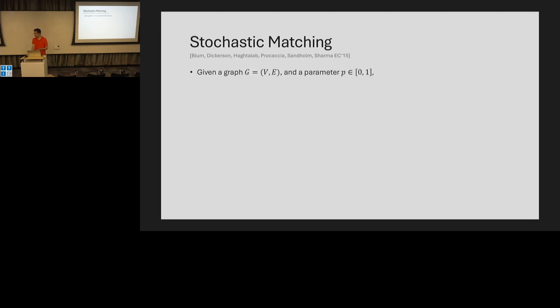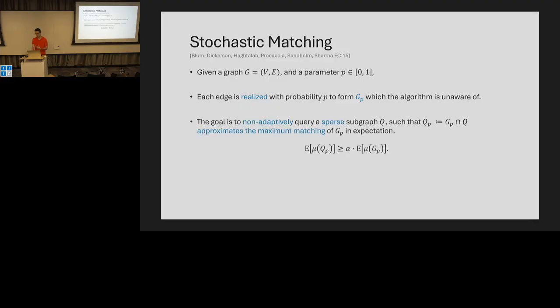So we're given a graph G and a realization probability P. What's going to happen is a realized subgraph is going to be formed by including each edge of G with probability P independently. And the algorithm doesn't know what this realized subgraph is. So what does it do? It's going to query a subgraph Q and learn what subgraph of these queries has been realized.